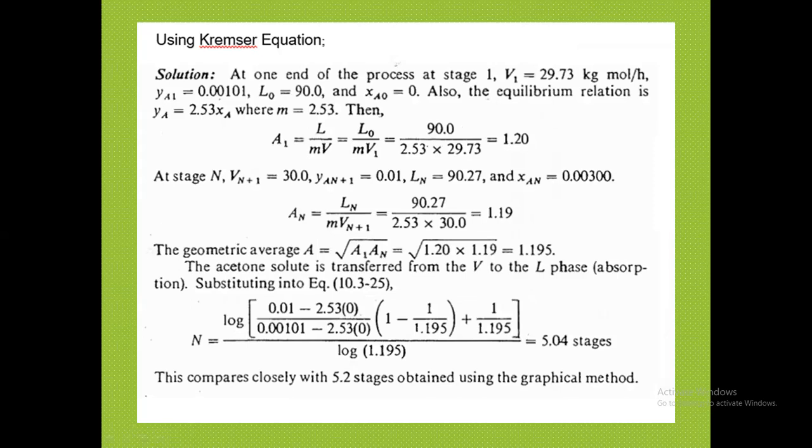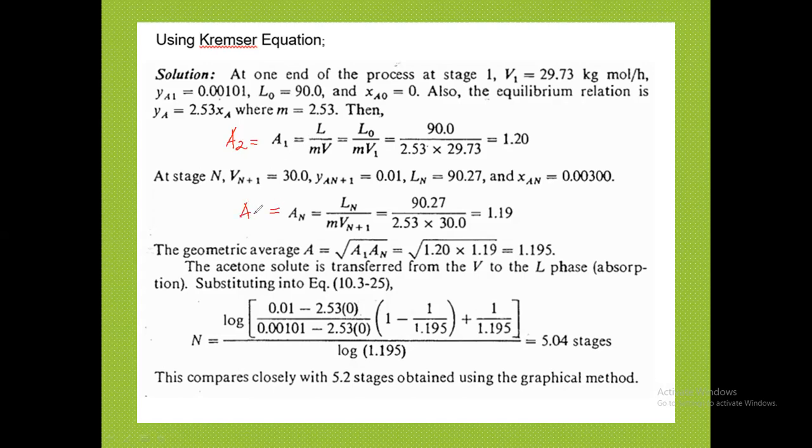So you have already the V1, you have the YA1, you have the LO. Now the XAO is 0 because your solvent is pure water, so it does not have acetone. And you have this as the equilibrium relationship. So it says here that M is equal to 2.53. As suggested, you are to determine both A1 and A2. So in this case, this is LO and B1. So this is actually equivalent to A2 in the 1 and 2 representation.